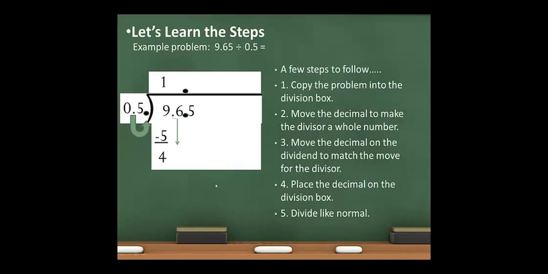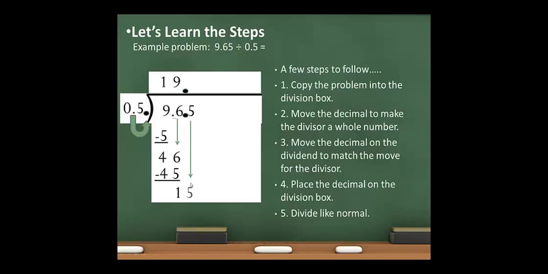Then we go ahead and bring our 6 on down so we can keep dividing. What number times 5 is close to 46 without going over? That would be 9. 9 multiplied by 5 is 45 that we're going to subtract from the 46. 6 minus 5 is 1. 4 minus 4 is 0. We bring down our 5 and end up with 15.